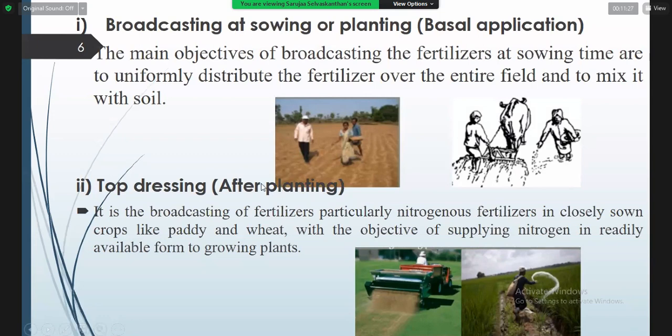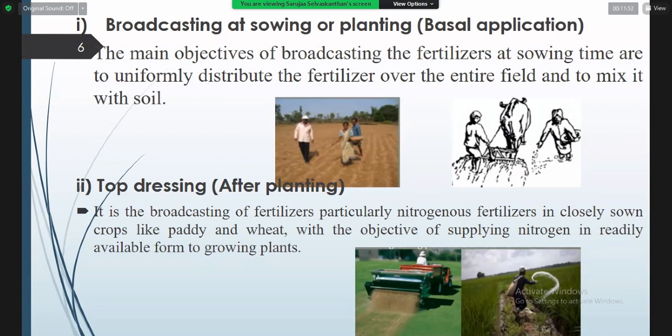The second one is top dressing after the plantation. It is broadcasting of the fertilizer, particularly nitrogenous fertilizer, in closely sown crops like paddy and wheat, with the objective of supplying nitrogen in readily available form to the growing plant. When the plant is growing, that is very important for the nutrition of nitrogen.